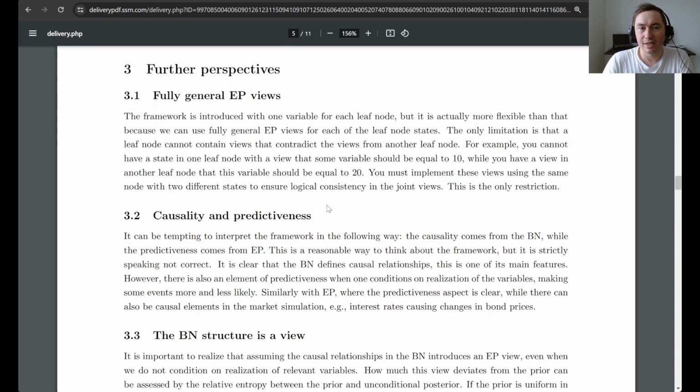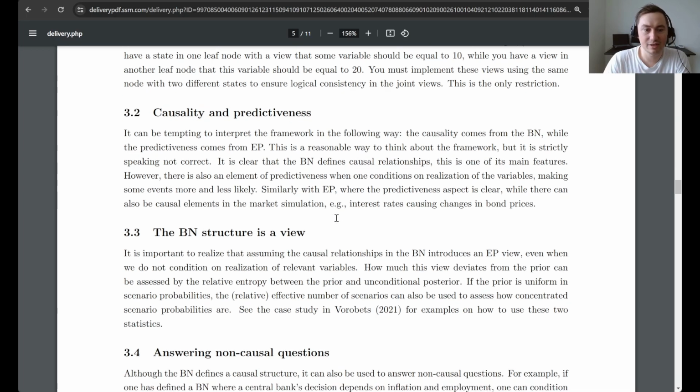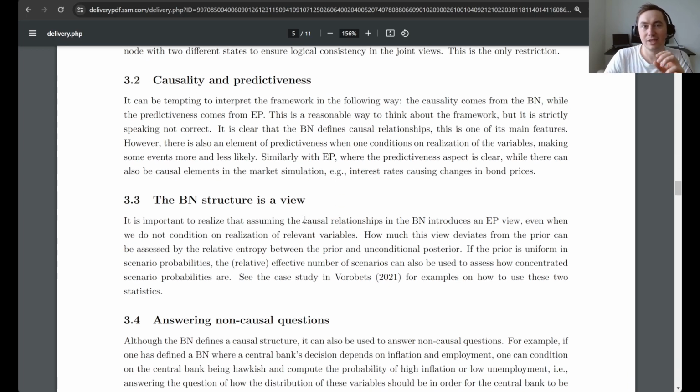Alright, so in this section there are some further perspectives, and this is telling you that the way we present the framework initially is in its basic form, but it's actually much more flexible than that. In the leaf nodes, you can have fully general entropy pooling views. Then we have some perspectives on causality and predictiveness, and also pointing out that the Bayesian network structure that you implement, without specifying any realizations of the variables in the network, presents a view. This is something that we will also see in the example a bit later.